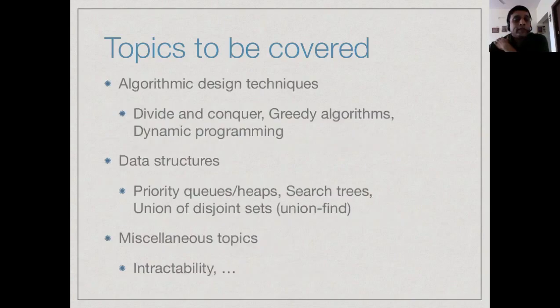As we mentioned before, there are some basic algorithmic design techniques which apply across a class of problems. So we will look in particular at divide and conquer, greedy algorithms, and dynamic programming. Among the data structures that we will encounter in this course are priority queues, which are often implemented through heaps. We will look at binary search trees, which are efficient ways of maintaining information in a sorted order dynamically as information comes and goes. And we will look at a very useful data structure to maintain a partition of a set into a disjoint collection of subsets, the so-called union find algorithm.